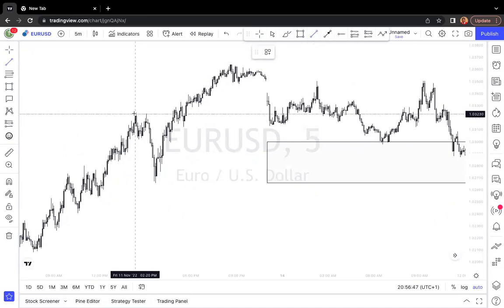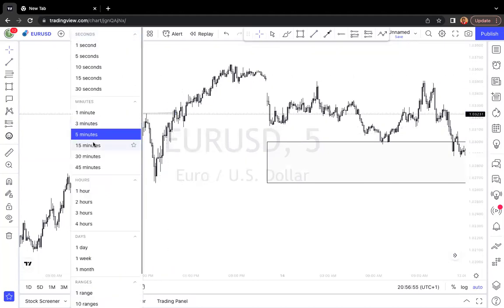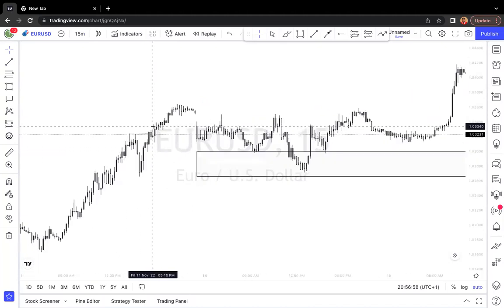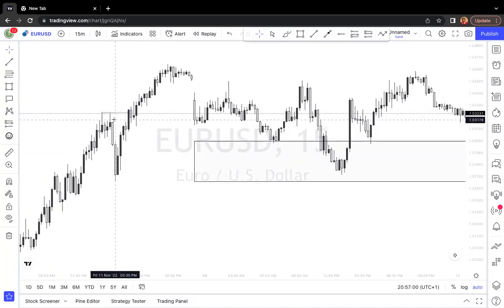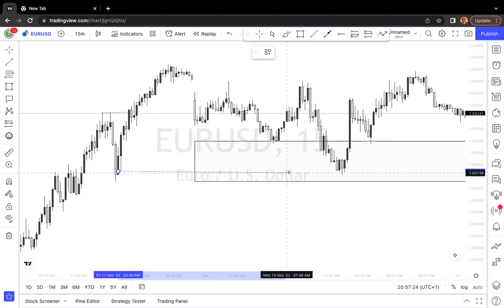This is a break of structure to grab external liquidity. Oh, this is your 5 minutes, not your 15. Sorry. We are taking this high as external liquidity, and then we came back for a fair value gap. If you still have your 1 minute time frame that can fit this range, go back to it and you will definitely see this fair value gap.